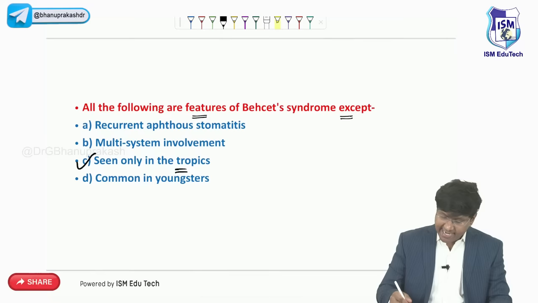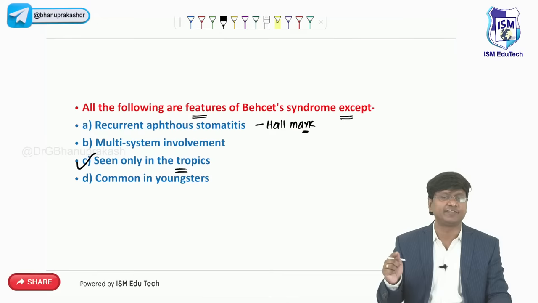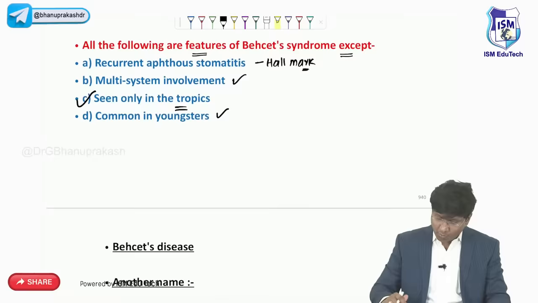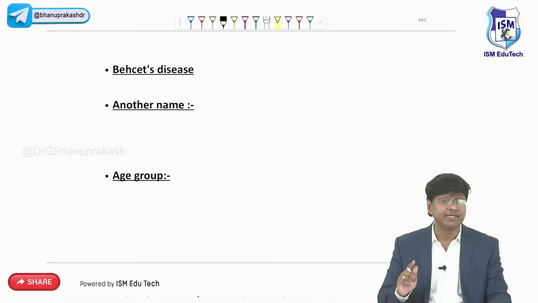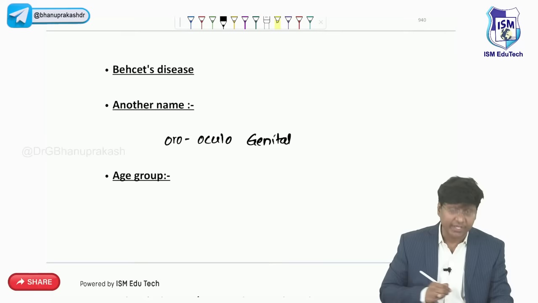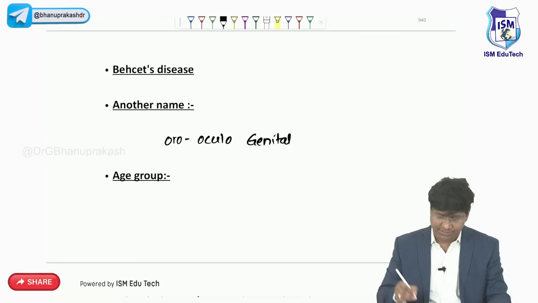And what is the hallmark of Behçet's? The hallmark of Behçet's is there will be recurrent aphthous stomatitis. Multi-system involvement will be there in Behçet's also. And it is very common in youngsters. And what is another name for Behçet's? The other name is oro-oculogenital syndrome. The age group at which you see this is commonly 20 to 30 years.